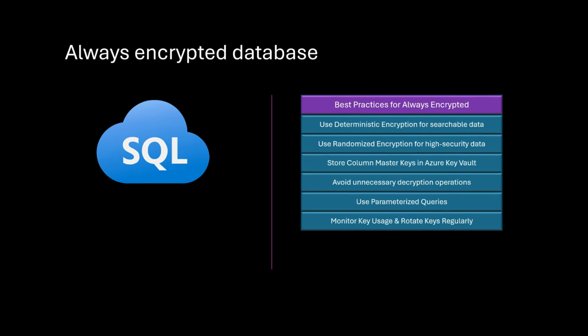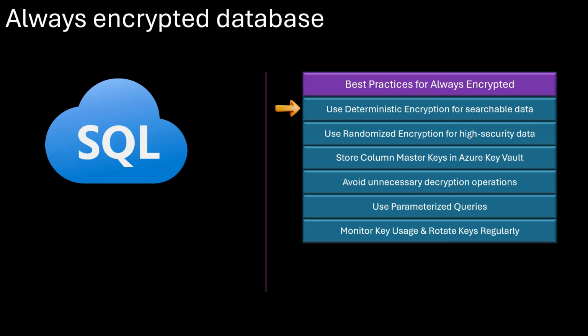Let's discuss some of the best practices for Always Encrypted. You should use deterministic encryption for searchable data, such as IDs and email addresses. You should use randomized encryption for high security data that does not need querying. You should store column master keys in Azure Key Vault to ensure strong protection. You should avoid unnecessary decryption operations to reduce performance impact. You should use parameterized queries instead of hard-coded literals to prevent errors. And you should monitor key usage and rotate keys regularly for better security compliance.